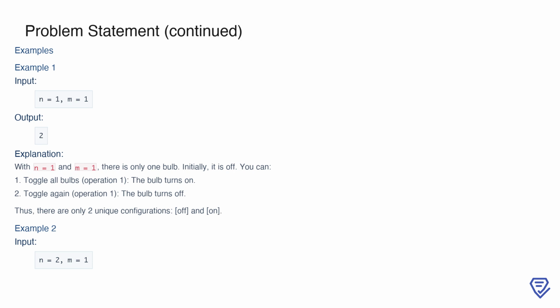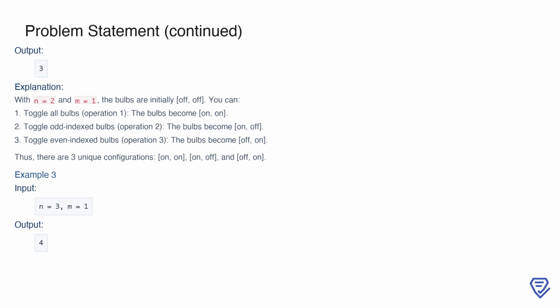First, consider the case where n equals 1 and m equals 1. With only one bulb, we start with it turned off. If we perform one operation, such as toggling all bulbs, the bulb turns on. If we perform the same operation again, it toggles back to off. Since there is only one bulb, the only 2 unique configurations are off and on, which gives us a result of 2 unique configurations.